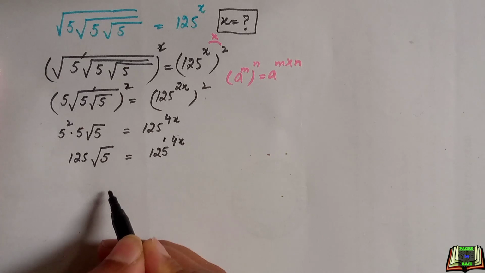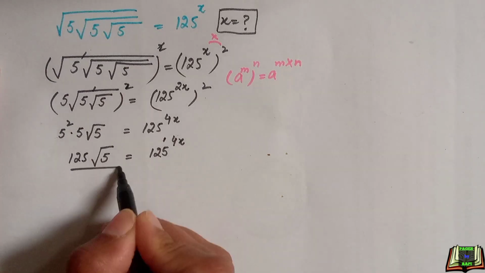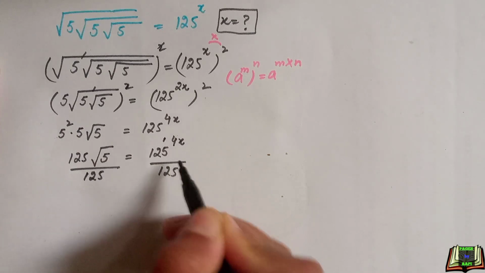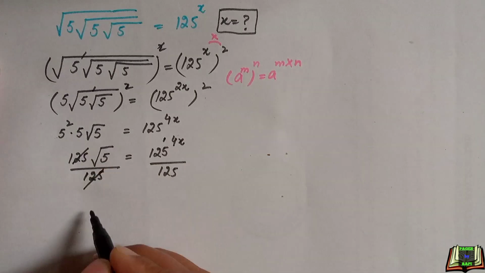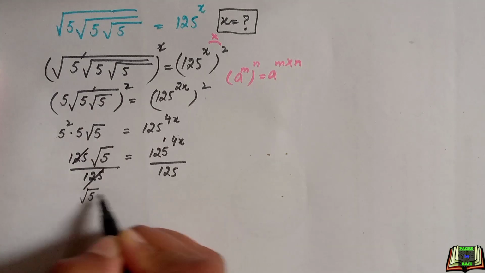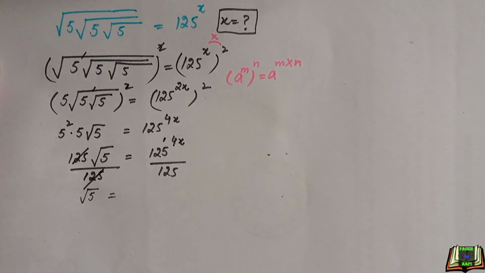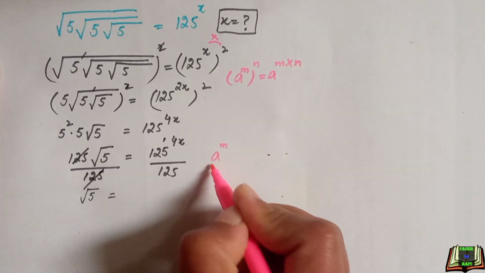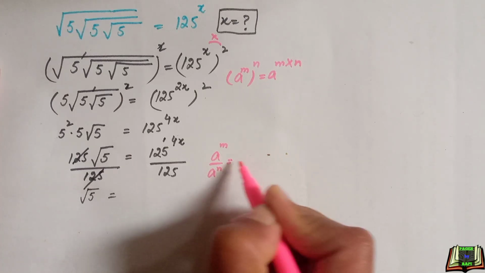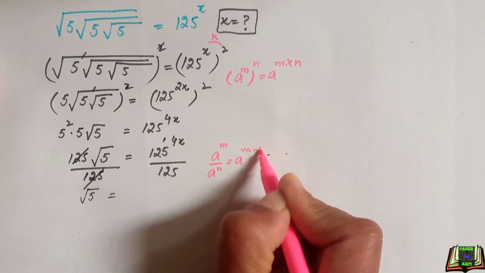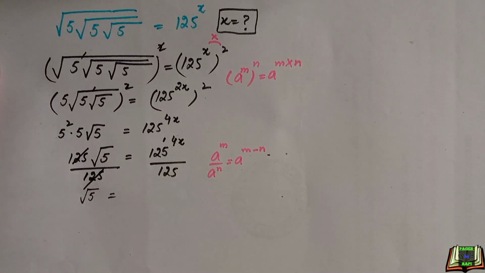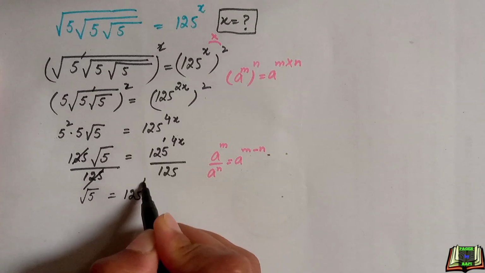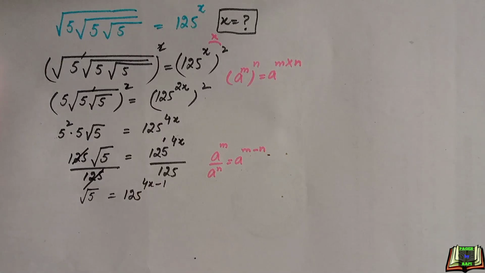At this stage, we are going to divide both sides by 125. So this and this cancel out. Square root of 5 is equal to, here we are going to use another law of exponent, which says if a raised to power m divided by a raised to power n, then we can subtract the powers, m minus n. Similarly, 125 raised to power 4x minus 1.